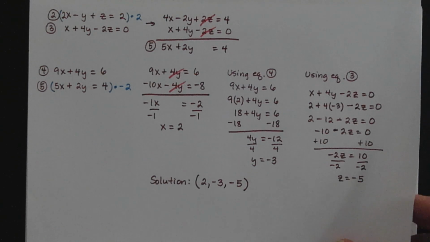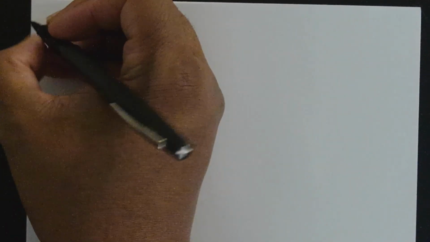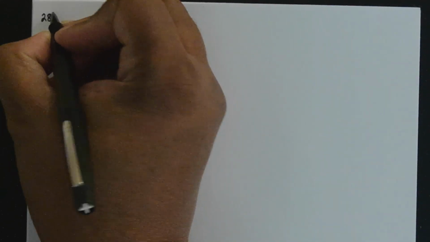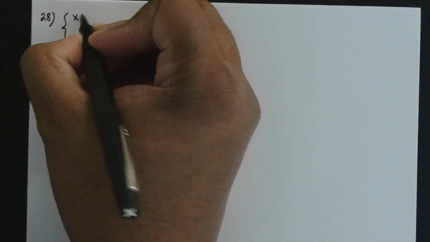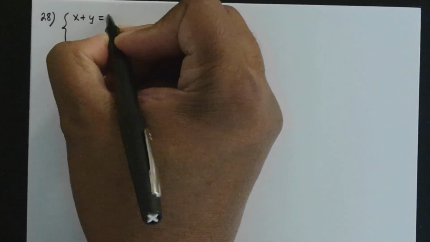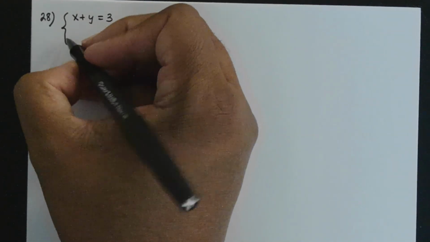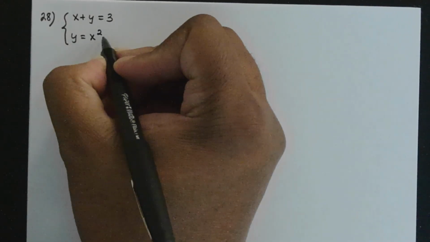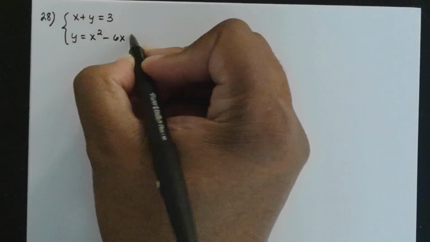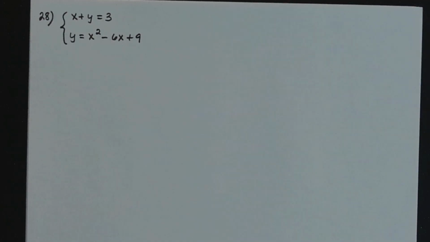All right, problem number 28 is a nonlinear system of equations. Here you're going to solve that using the substitution method. So in this case here, number 28 is this: x plus y is equal to 3. And then the second equation is y is equal to x squared minus 6x plus 9.